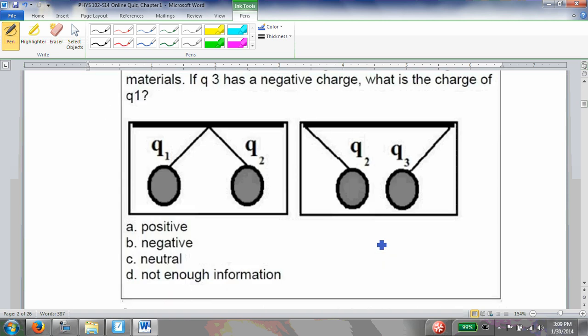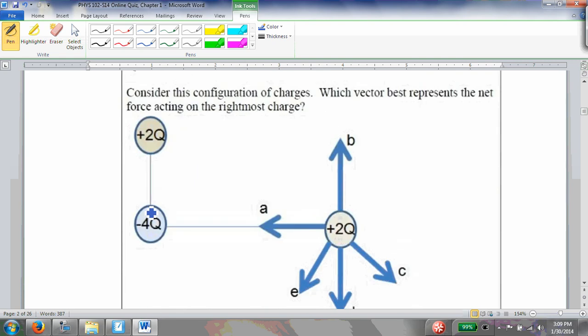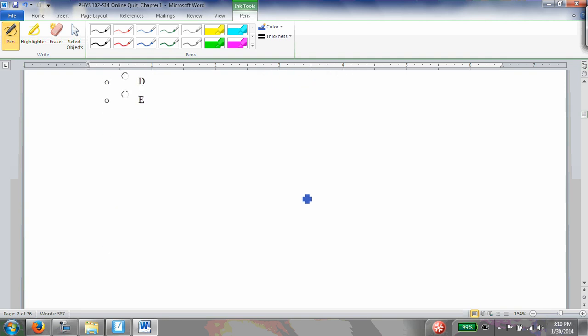What is the charge of Q1 if Q3 is negative? If Q3 is negative, that means Q2 has to be positive. And here, if Q2 is positive, that means Q1 is also positive. So the answer is A. Consider this configuration of charges. Which vector best represents the net force acting on the rightmost charge? Due to this charge, I have a force in this direction. And due to this charge right here, I have a force that is bigger in that direction. That means the net force is going to be E.